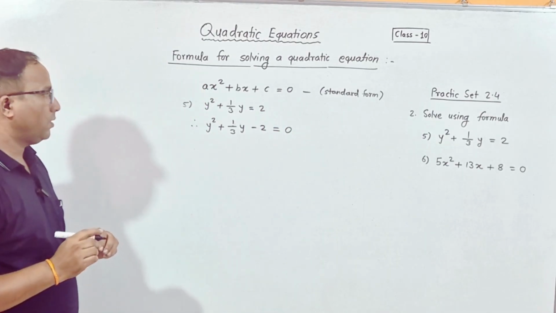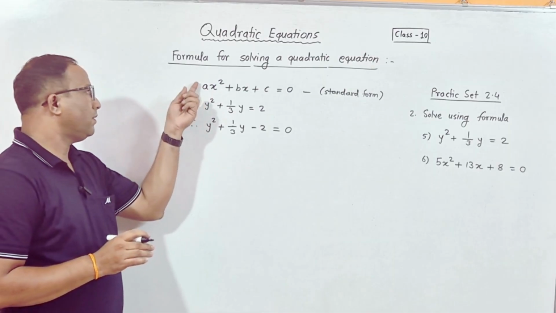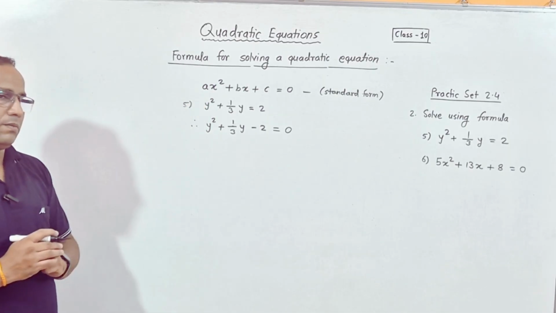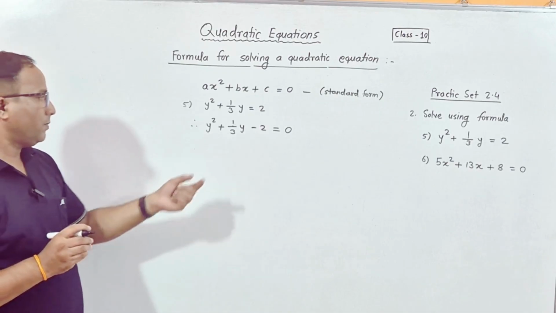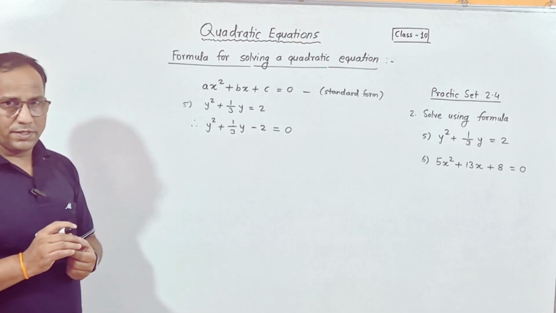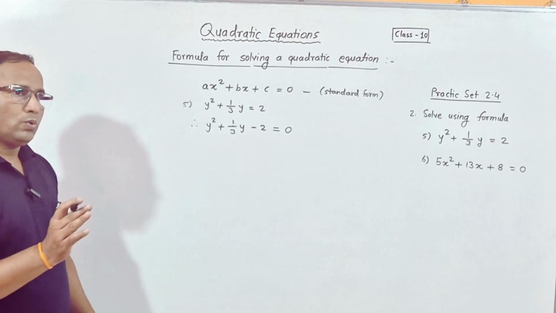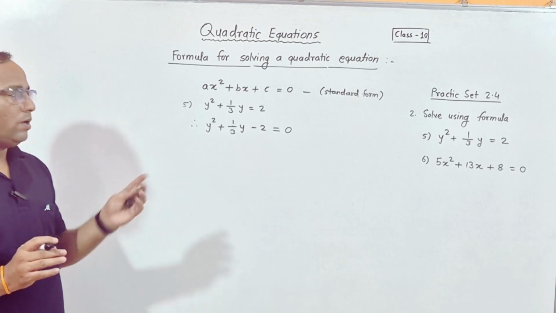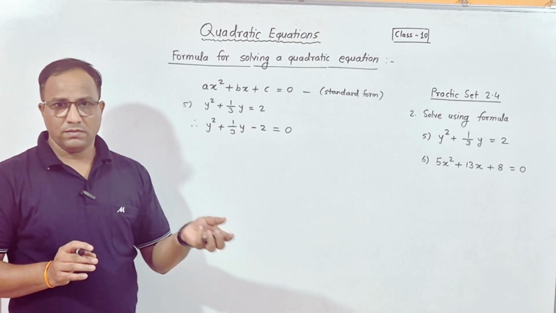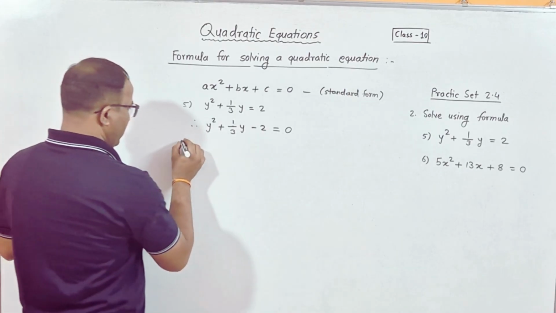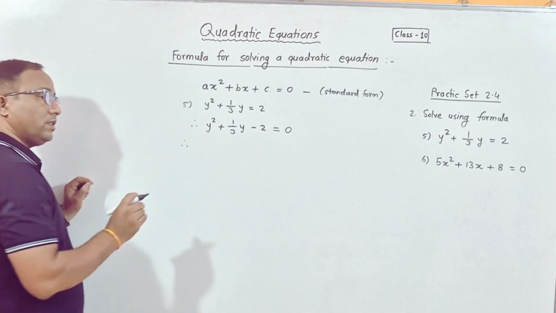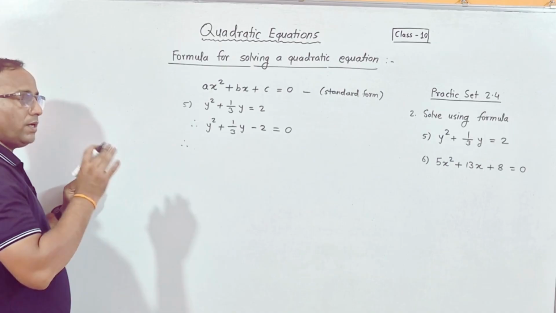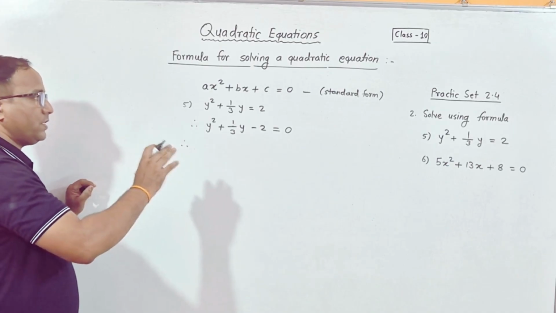is equal to 0. Now we can compare our standard form of the quadratic equation and this equation, but there is one problem: the fraction, the denominator. To eliminate this denominator, we have to multiply the whole equation by 3. So the next step is, just for vanishing this denominator, we have to multiply the whole equation by 3.